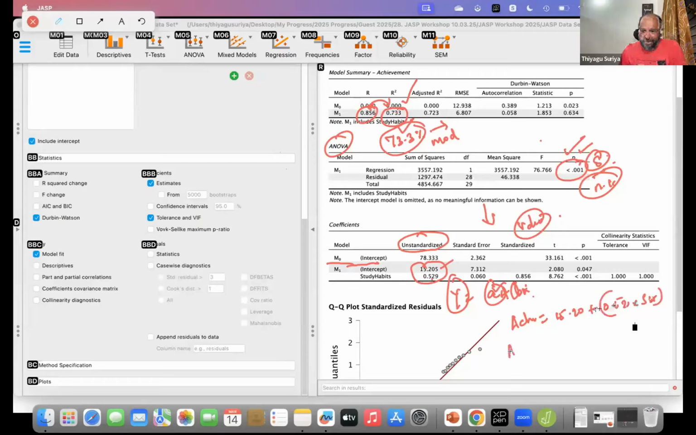Therefore, achievement is equal to 15.20 plus 0.52 times steady habits. If I know the value of steady habits, I can find this value of achievement. Is it correct? Suppose the steady habits mark is 10. Can I predict the value of achievement? Just substitute the value, and you can get the score of achievement. This is called the regression equation. Any doubts?